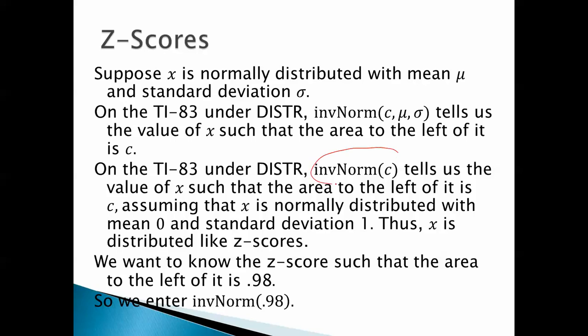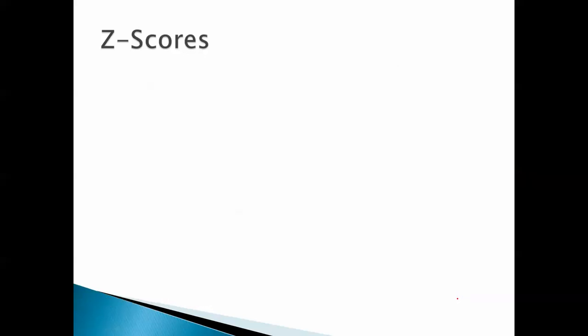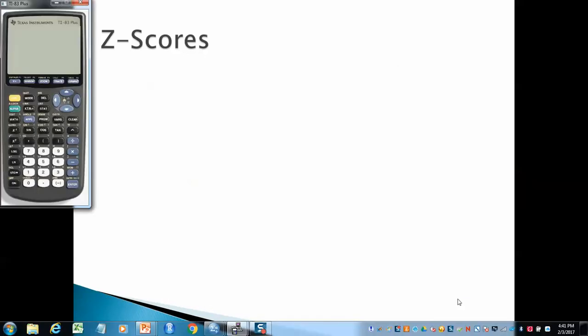So in other words, if you use invNorm of c and you don't tell it the mu and the sigma, the TI will just assume that the mean is 0 and the standard deviation is 1. And so your normal distribution is like the distribution of z-scores. Again, we want to know the z-score such that the area to the left of it is 0.98. So you have this distribution, and the area to the left is 0.98. What's the z-score that corresponds to that? So we enter invNorm of 0.98. Here's what it would look like.